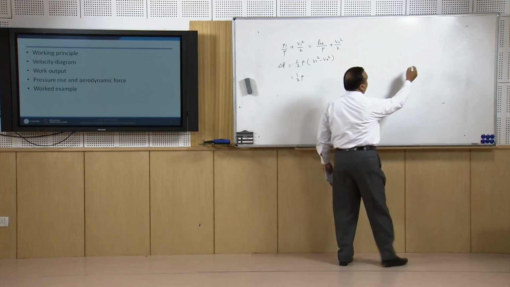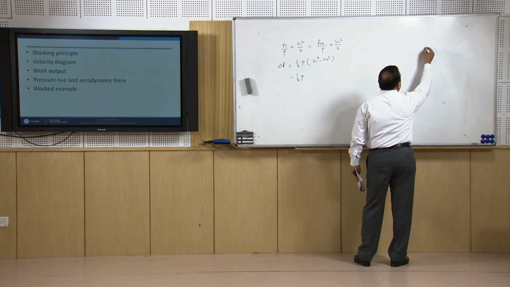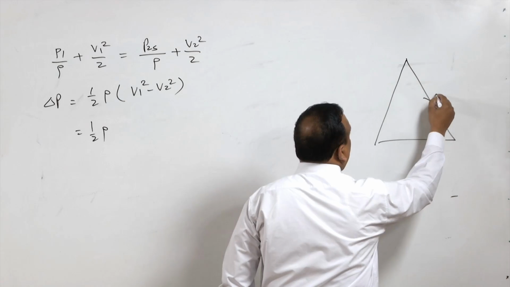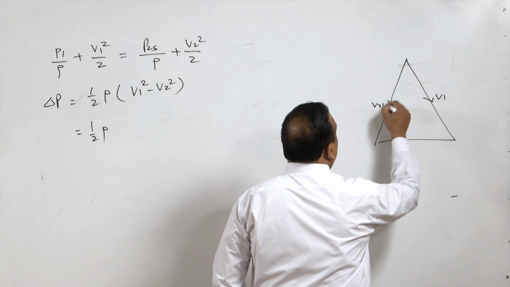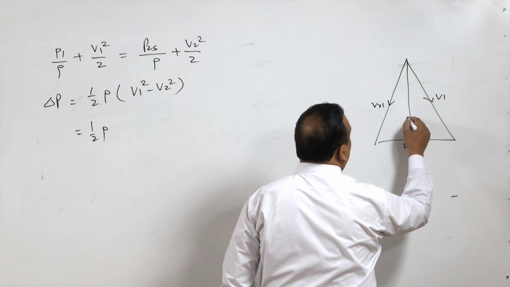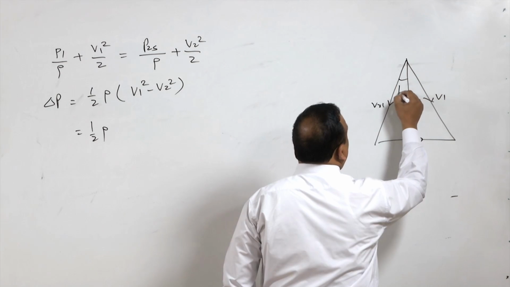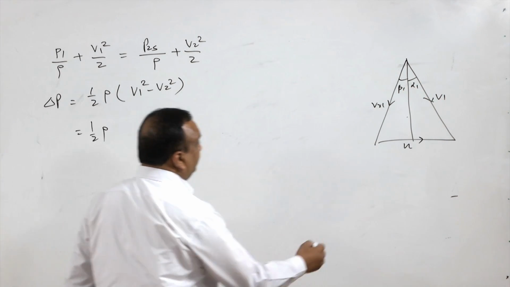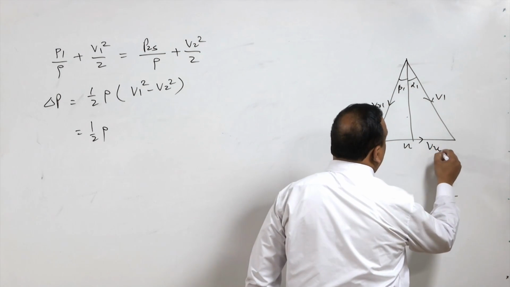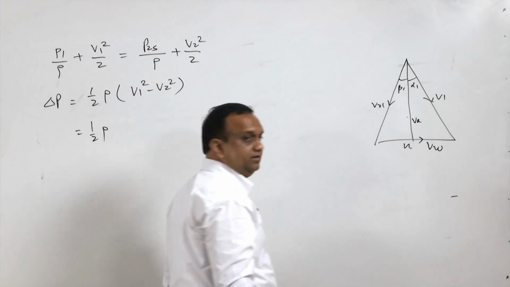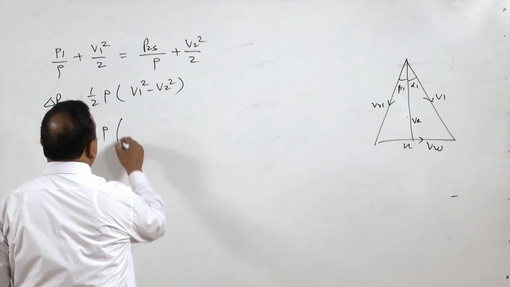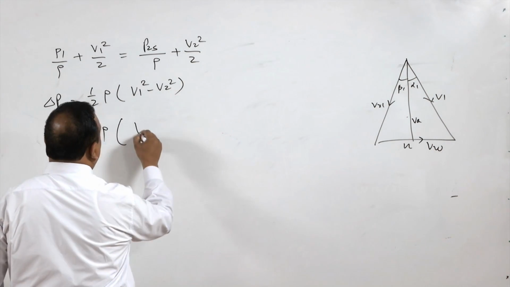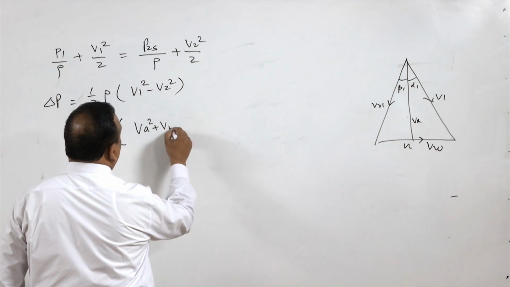Now, if you draw again this diagram, this is V1, VR1, U, beta 1, alpha 1. So, this is VW and this is VA. So, V1 square is VA square plus VW square.